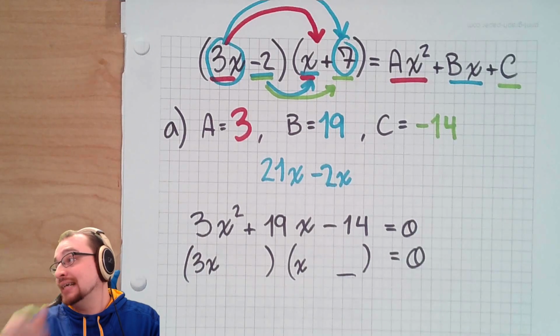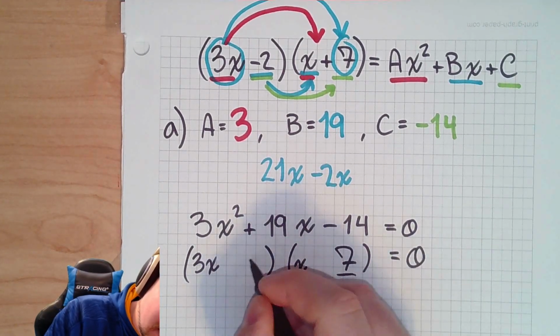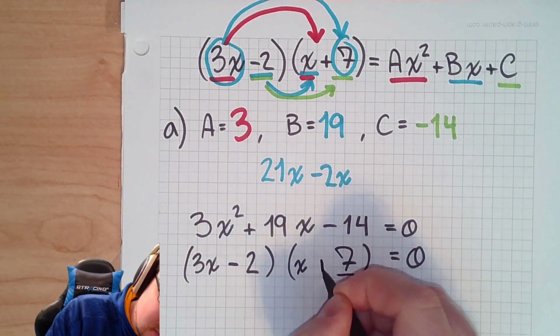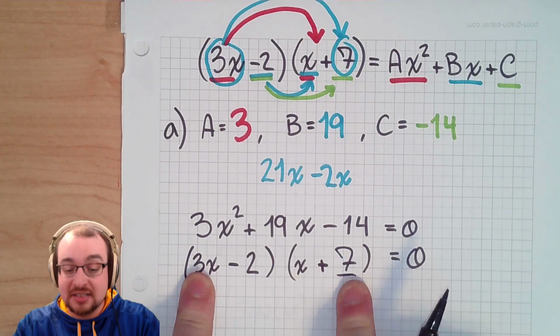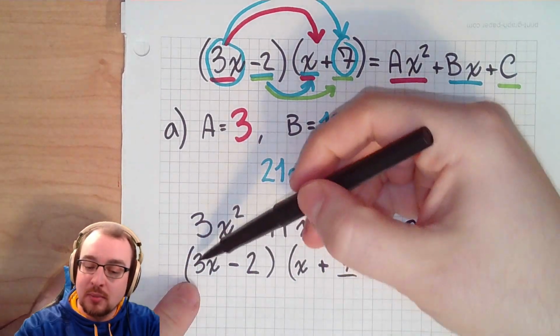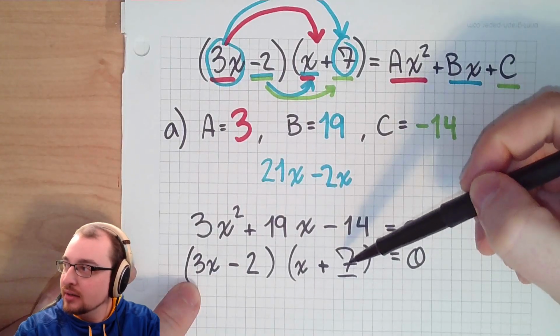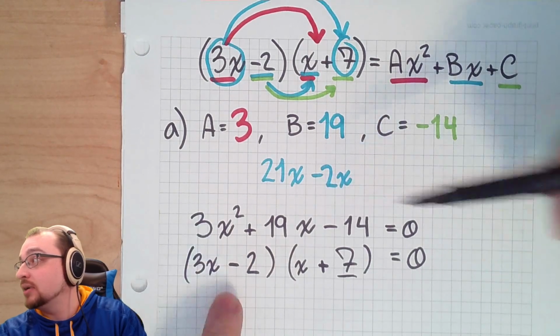Of course, those aren't going to add to 19, right? So we need our 7 here, and we need our 2 here, and we need this one positive and that one negative, so that we get 21x's minus 2x's is 19. So you're going to have to think, what number do I want to get tripled, and then add it with this one to get our middle term. That's what's going on here.